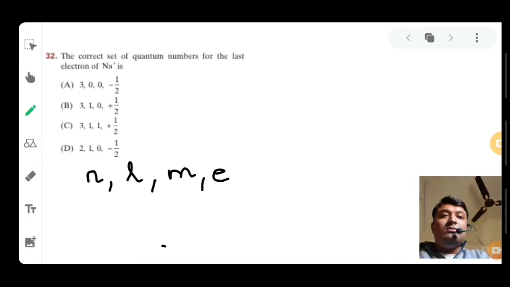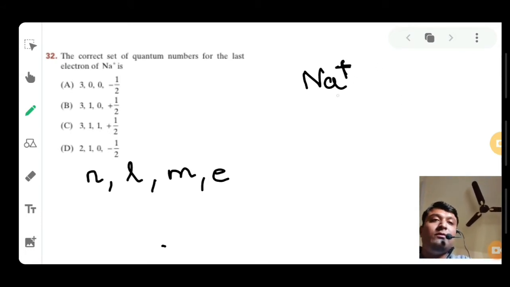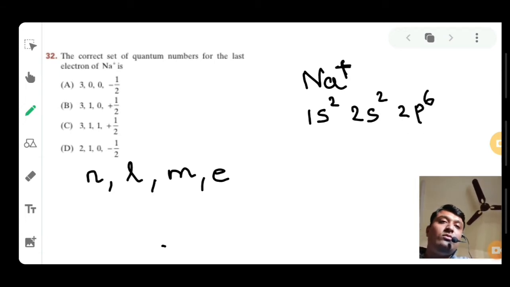In order to know the quantum numbers, we must know the electronic configuration of sodium ion, and specifically this is a cation, sodium cation. So the configuration of sodium cation is 1s2, 2s2, 2p6. In order to find the quantum numbers, we have to concentrate on the last subshell, that is 2p6.